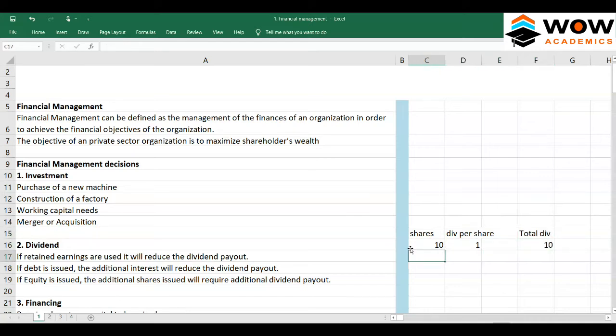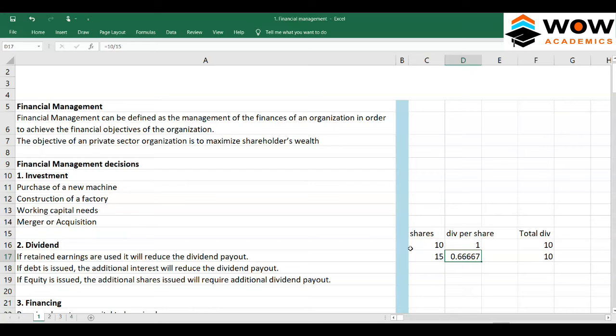the total dividend would be 10 rupees. But if the company has issued additional equity shares to 15, then if they pay 1 rupee dividend per share, total dividend has to be 15. Or if the company feels that we will only pay a total dividend of 10 even if the number of shares is 15, then the 10 rupees has to be split among the 15 shares. So each shareholder we can give 0.66. So you got the idea.